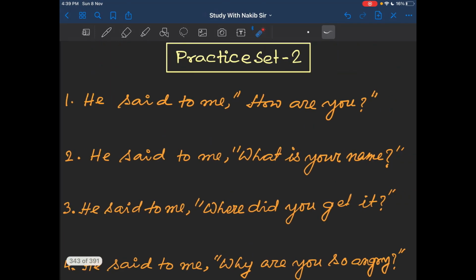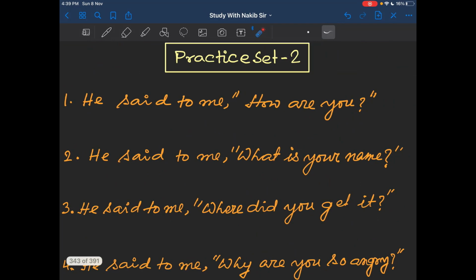Okay, now come to the second practice set. Practice set 2. See the question, and you know the method, you know the process. First, you will copy the questions in your copybook, then pause the video and do the works yourself. And when the works are done, resume the video and check your answers with my answers and discussions. You know it very well. Now see your first question.